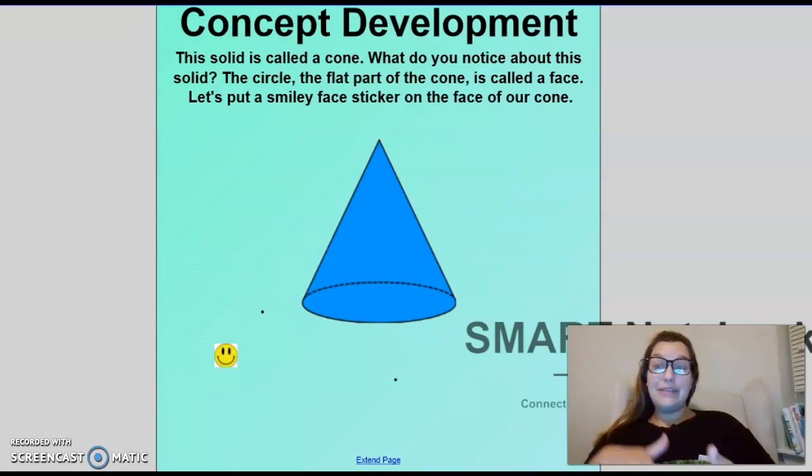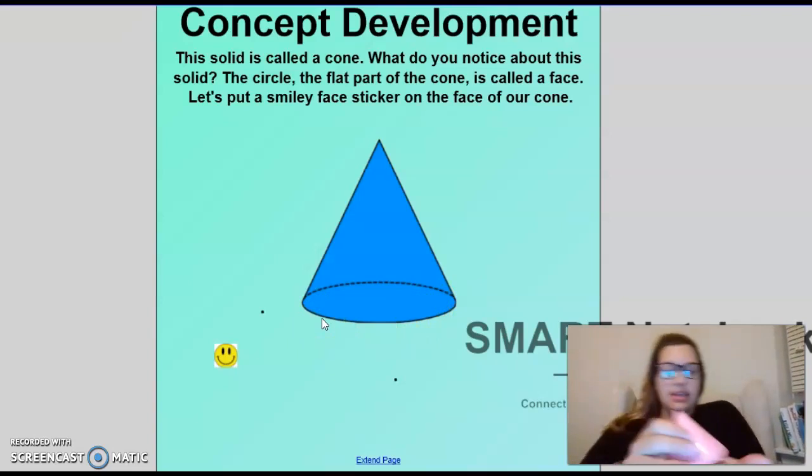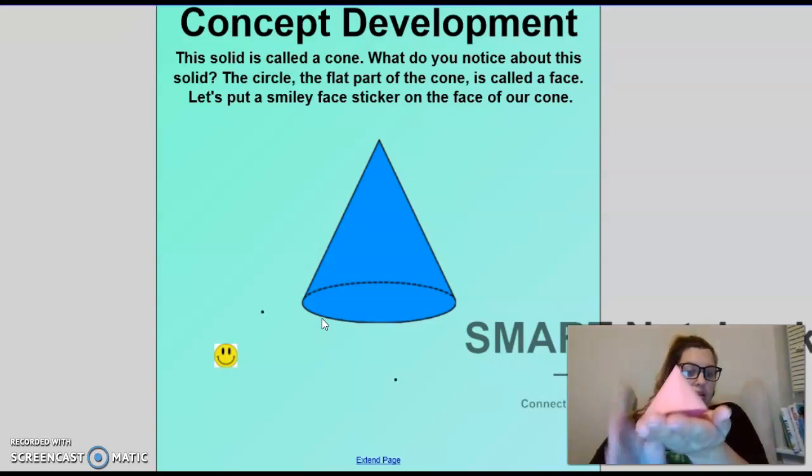Okay, so we're going to dive right into what our 3D shapes are called and their names. So this solid or 3D shape is called a cone. Can you tell me the two shapes you notice within this cone? Very good. There is a triangle, and the bottom is a what? Circle.